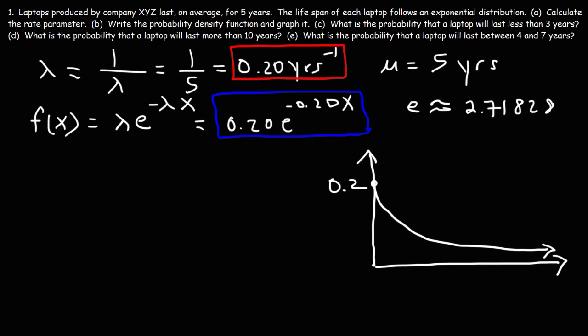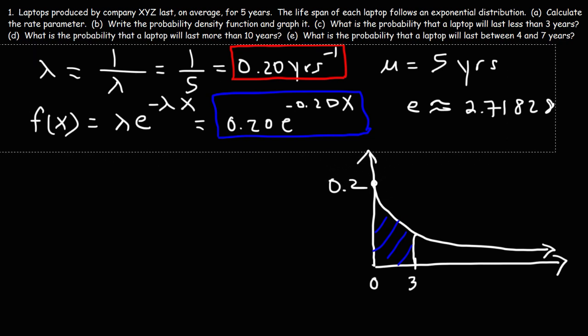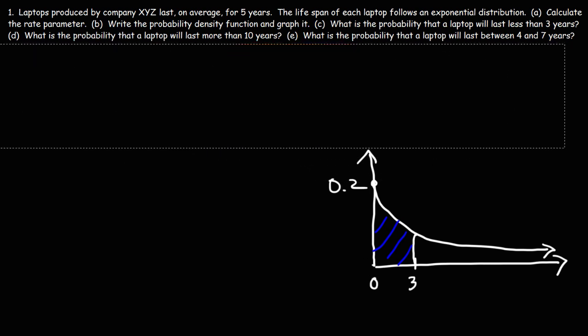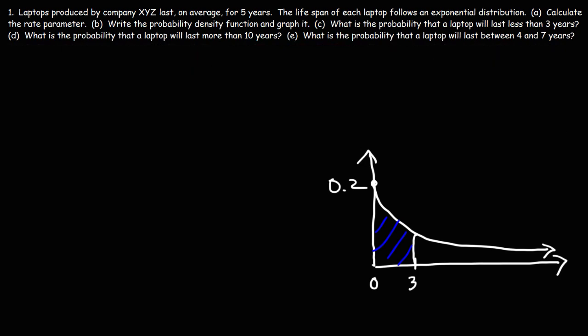Now let's move on to part C. What is the probability that a laptop will last less than 3 years? So let's say 3 is right here. To determine the probability, we need to calculate the area under the curve from 0 to 3, or to the left of 3. Now let me just get rid of some stuff here. Hopefully you wrote that down. But if you need to, you can pause the video and rewind and write what you need to write.